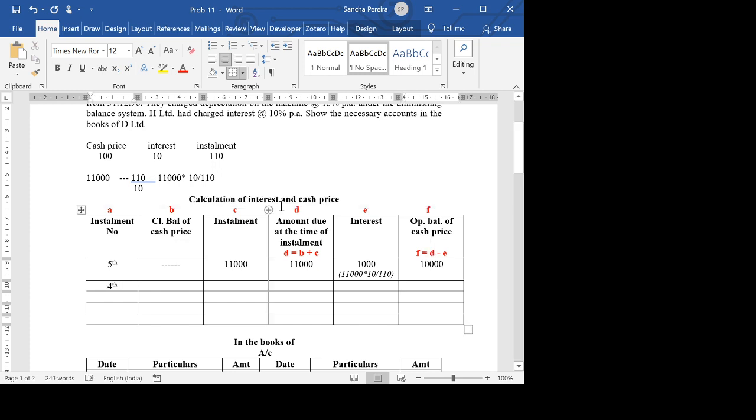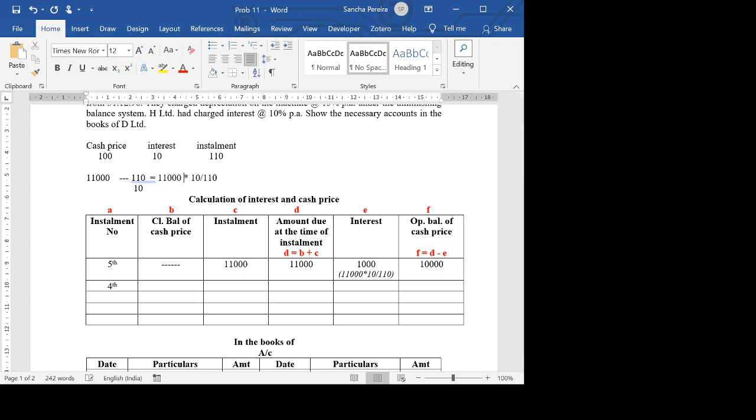Before I go on, anyone wants me to repeat anything here? Anyone wants me to repeat any part before I go on to the fourth one? Anything? Okay. Fine. Now, fourth year.